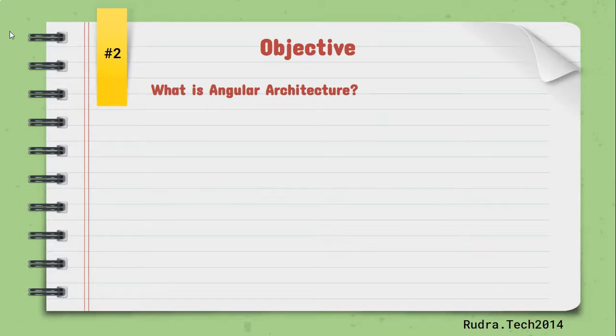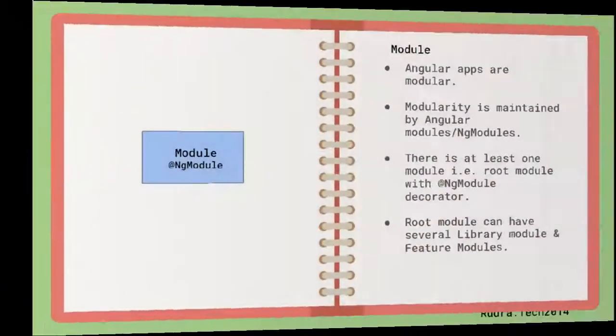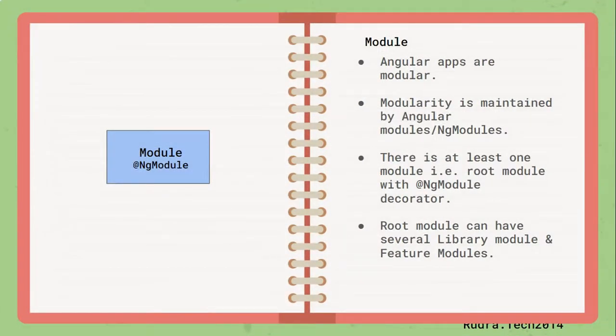Well, Angular architecture contains several parts, and in this video we are going to see them one by one. The first part in the Angular architecture is module. Angular applications are modular in nature. This modularity is maintained by Angular modules or ng modules. There is at least one module, that is the root module, present within the Angular application with @ng module decorator. The decorator is the metadata about the class of the module.